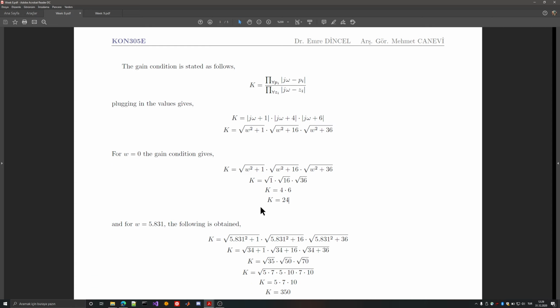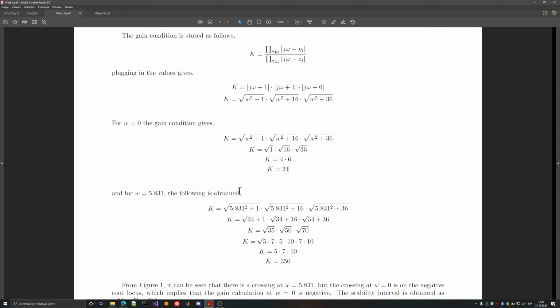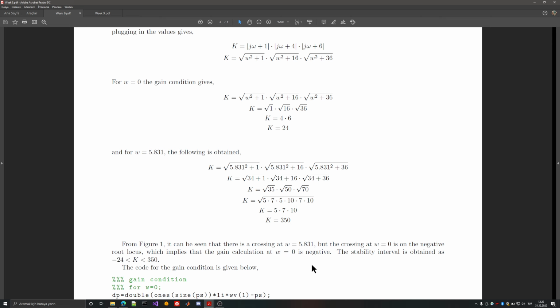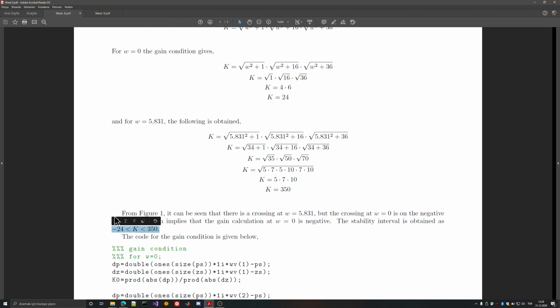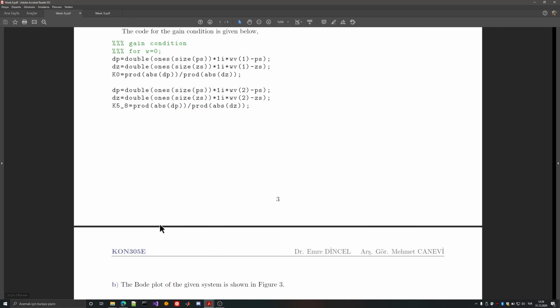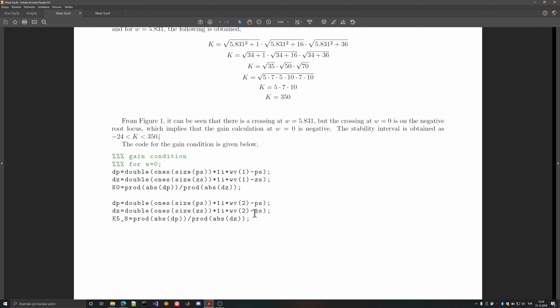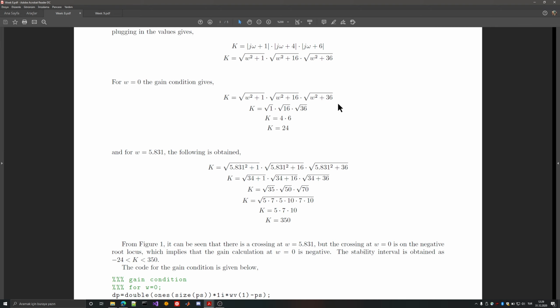Keep in mind that this is the negative crossing, so I may have found that it is 24, but this is on the negative root locus, so I have to include the minus myself. And if I do the necessary calculations for omega equals 5.831, then I will get 350. So I can then state that my stability interval is between minus 24 and 350. There's also a certain code that I've written to find the distances, and then I'm taking the product of these distances. So you can look at this and work it out yourself, or you can just look here and do the same.